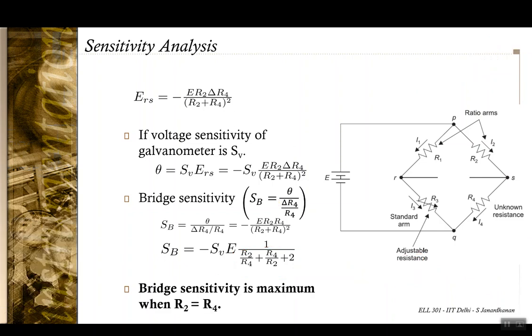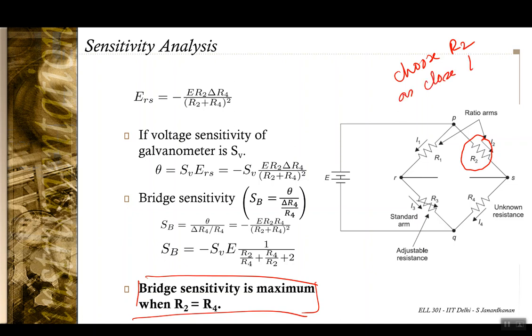So in conclusion, we can say that the bridge sensitivity is maximum when R4 is equal to R2. So you should choose R2 as close to the expected value of R4 or Rx. Choose R2 in the range of R4 so that the bridge sensitivity becomes maximum.